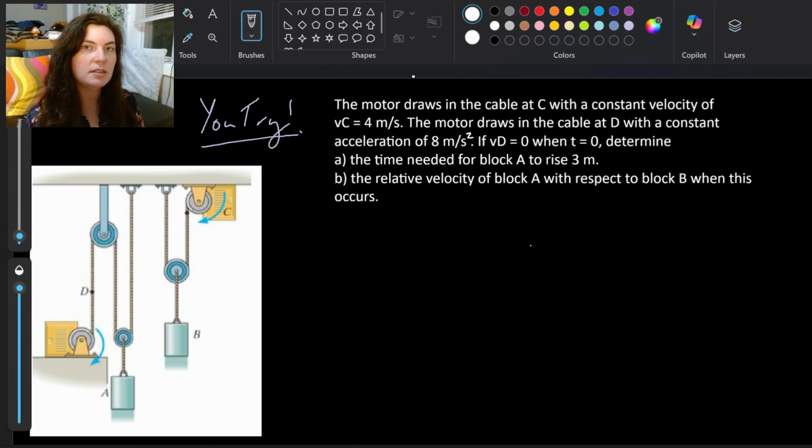Go ahead, pause the video and give this a try. It's combining some of the skills we've worked on so far. Give it a try, and then we'll talk through it together.